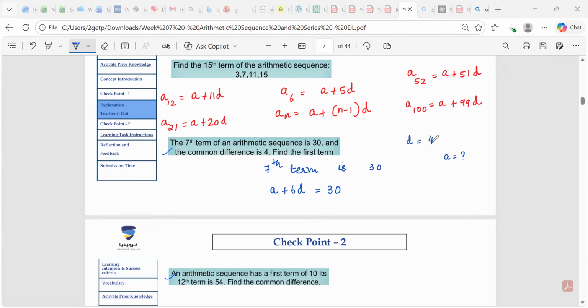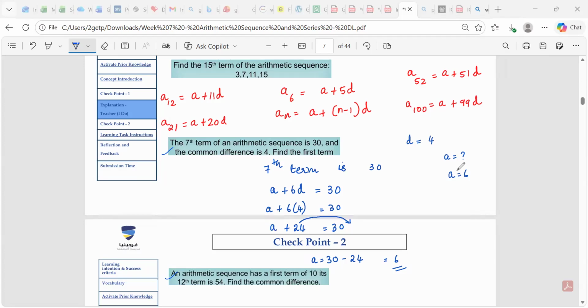Given that d, the common difference, is 4, so instead of d, you substitute 4: a plus 6 times 4, which is 24, is equal to 30. Therefore, a plus 24 is 30, so 24 goes to the other side, it becomes negative 24. 30 minus 24 is 6. So your first term will be 6 in this case.